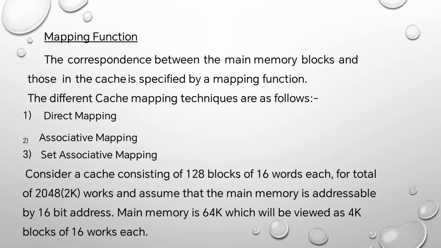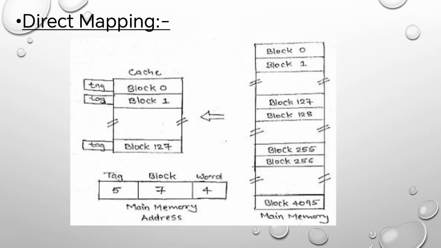Consider a cache consisting of 128 blocks of 16 words each, for a total of 2048 words, and assume that the main memory is addressable by a 16-bit address. Main memory is 64K, which will be viewed as 4K blocks of 16 words each.